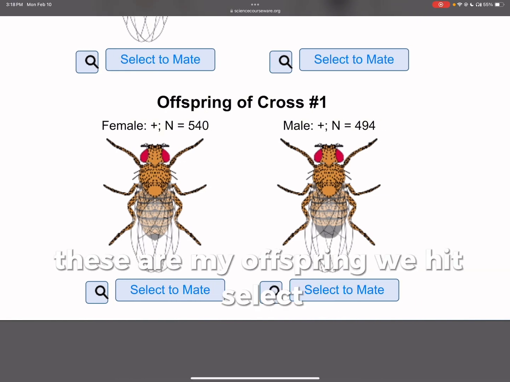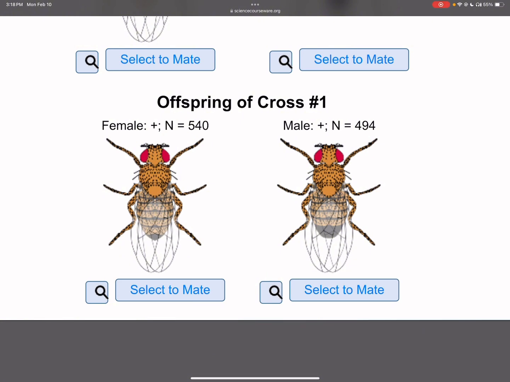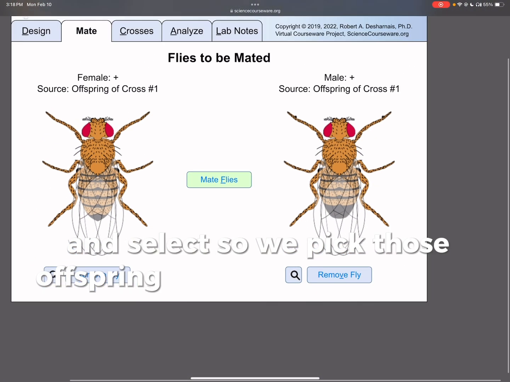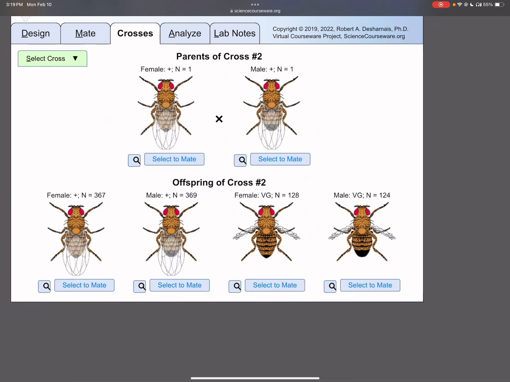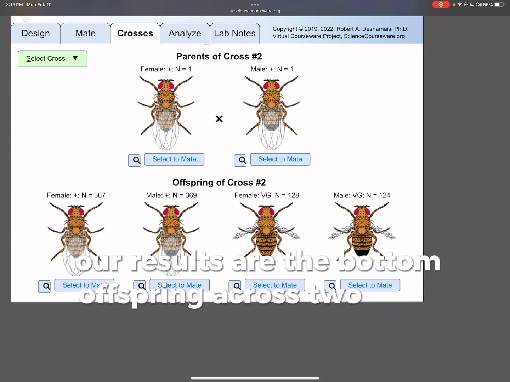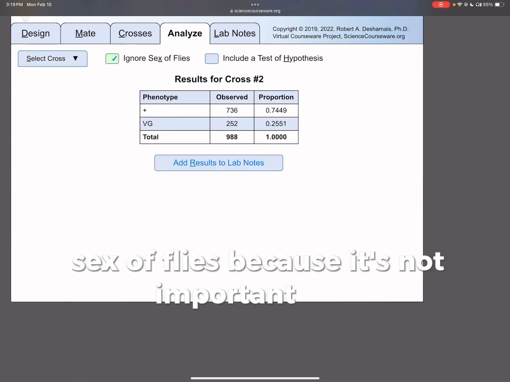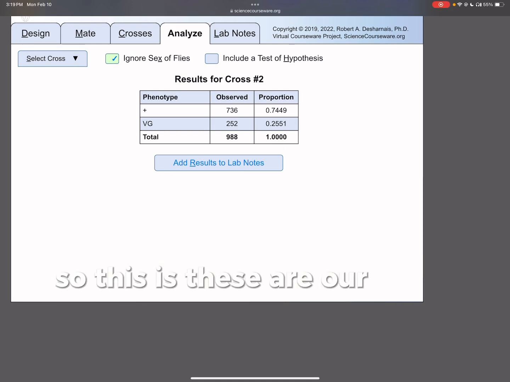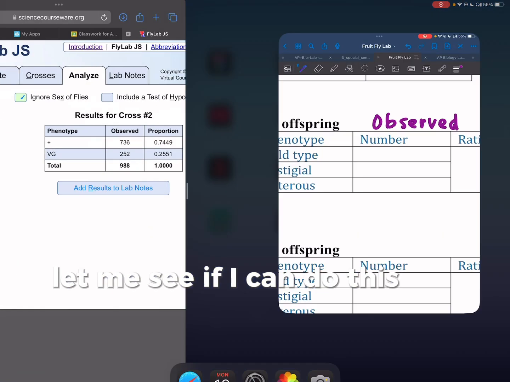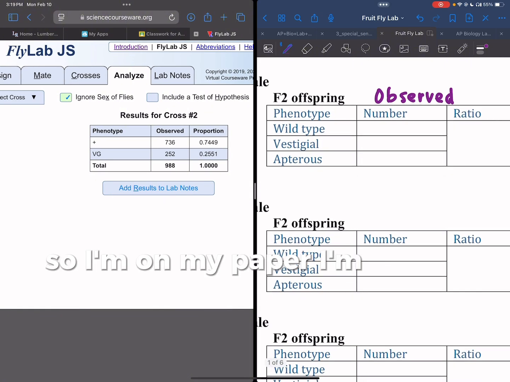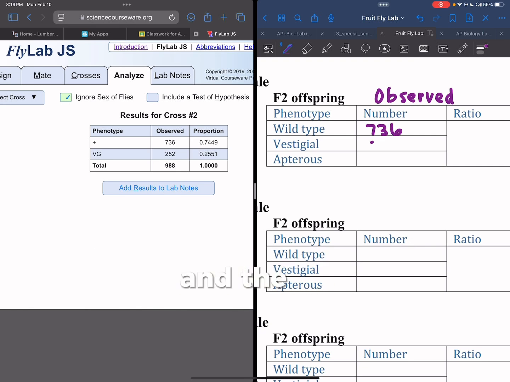We hit select and select. So we picked those offspring and we're going to mate them. And we're going to get our results. Our results are the bottom offspring of cross 2. Again, we go to analyze and we hit ignore sex of flies because it's not important. Okay, so these are our results. Let me see if I can do this. Okay, there we go. These are our results. So I'm on my paper. I'm writing down the 736 and the 252.